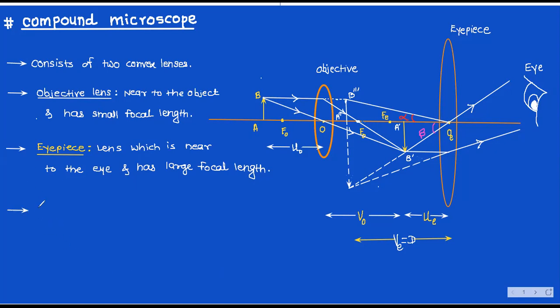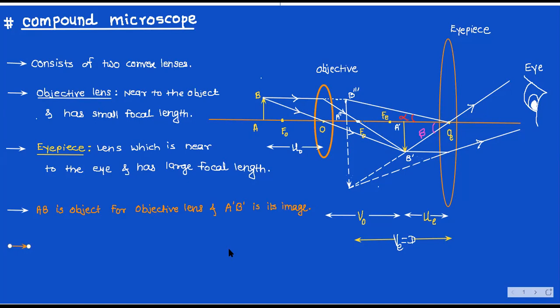I will write like this. AB is the object for the objective lens, and A dash B dash is its image. Okay. Next point.